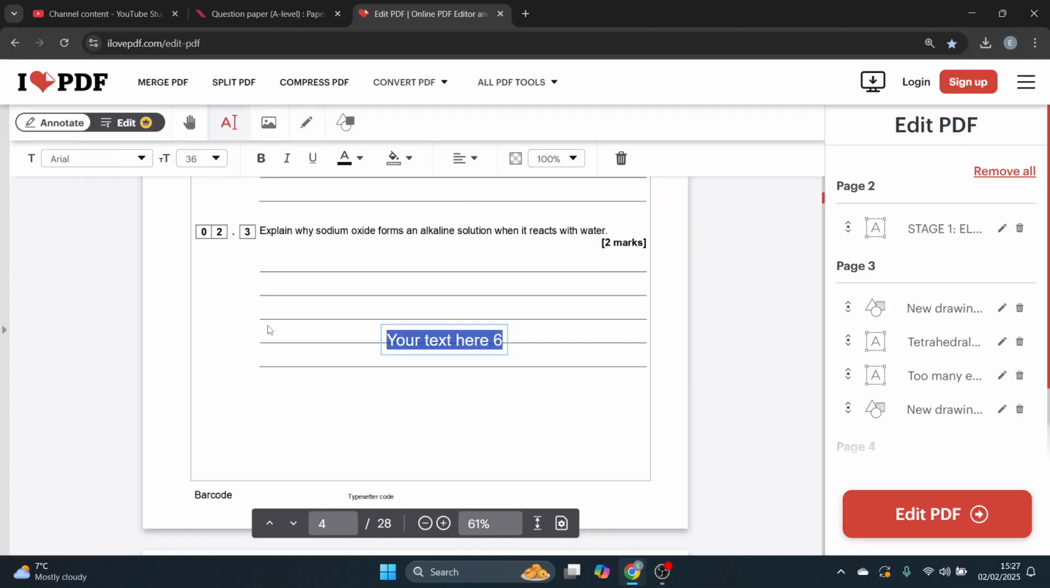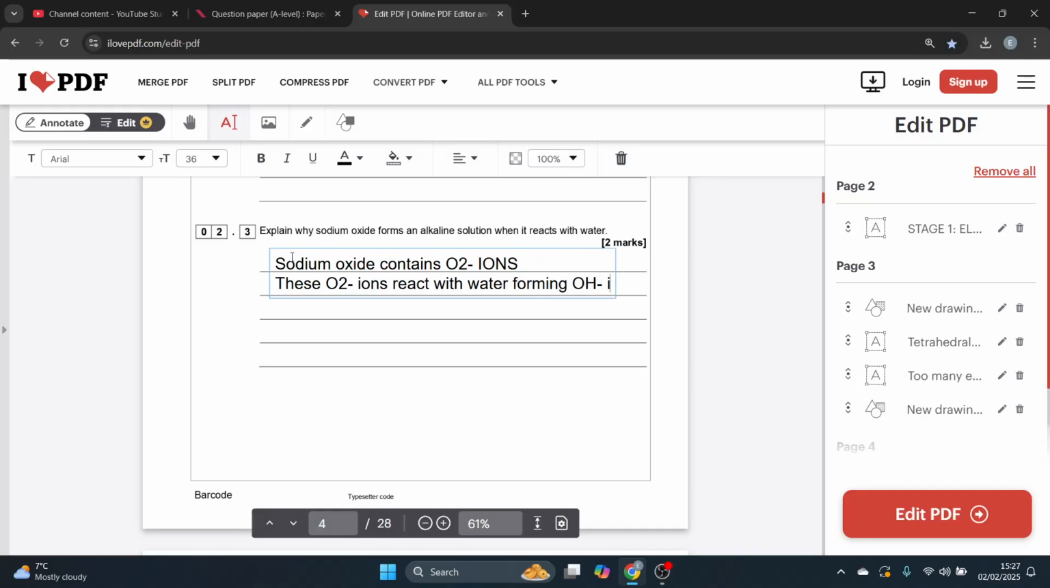Explain why sodium oxide forms an alkaline solution when it reacts with water. Sodium oxide contains O2- ions, and these O2- ions react with water forming OH- ions, so therefore it forms an alkaline solution.